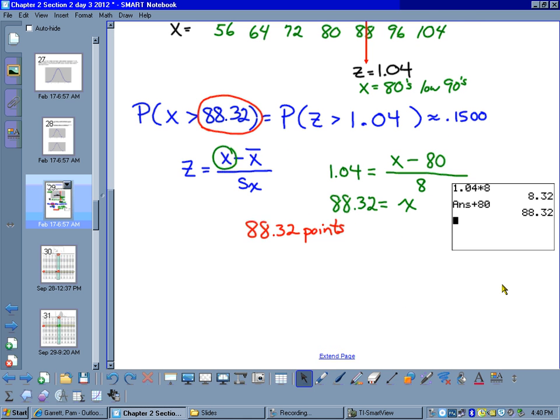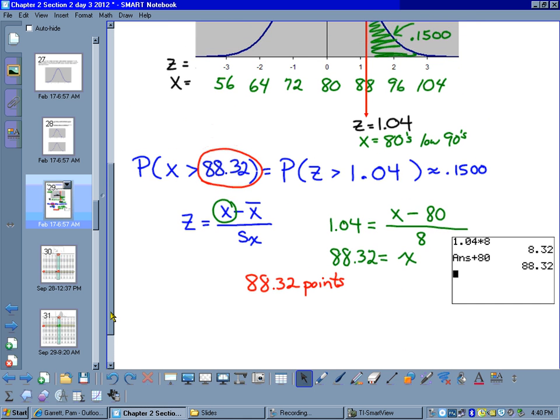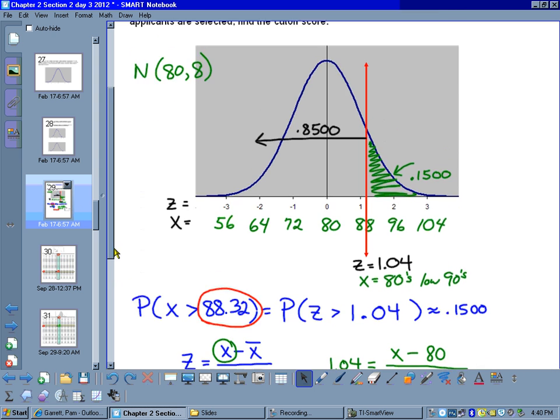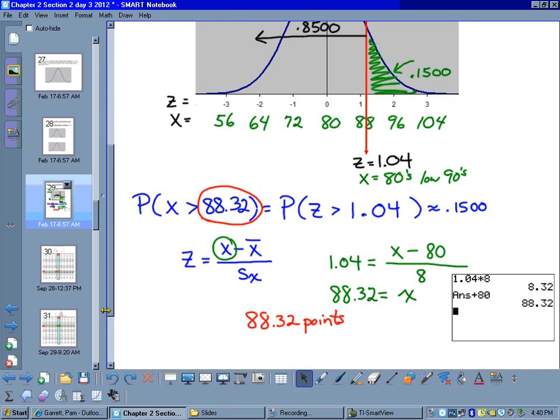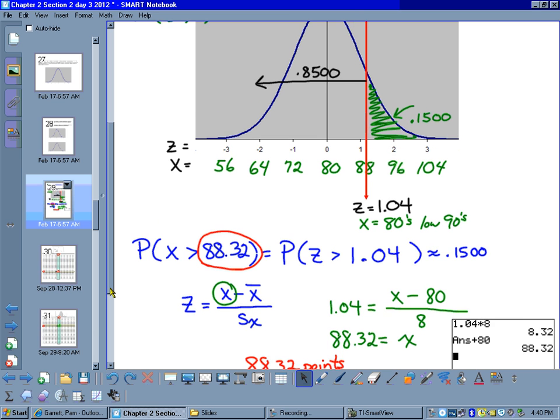So my guess is they will probably take scores of 88 points or 89 points, depending upon how many places or how many people they want to spend time interviewing. And that's how you do a problem where you're given the area and you're trying to look up the score.